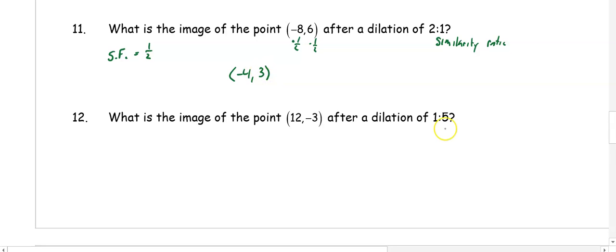In number 12, again, we have a similarity ratio of 1 to 5. So our scale factor is 5 over 1. So when we multiply each of those numbers, 12 times 5 is 60, and -3 times 5 is -15.